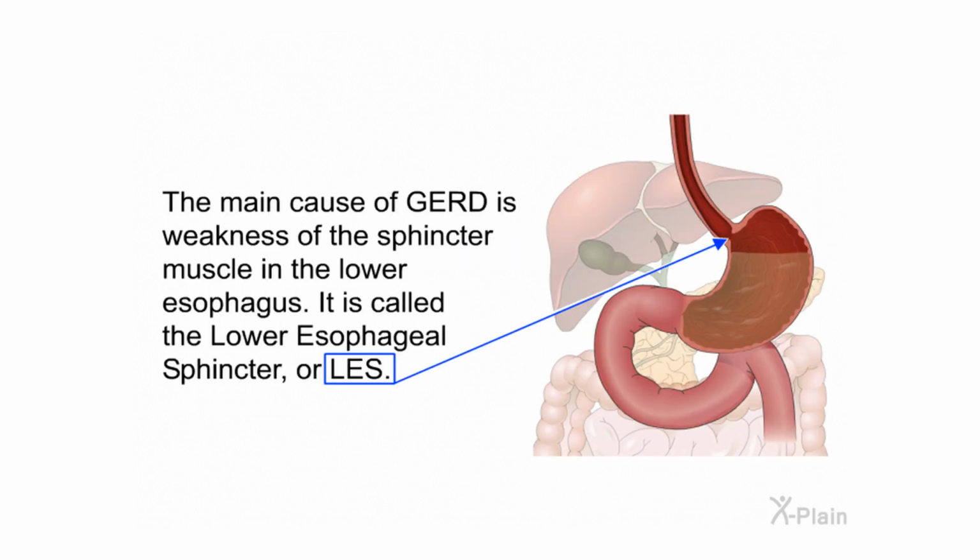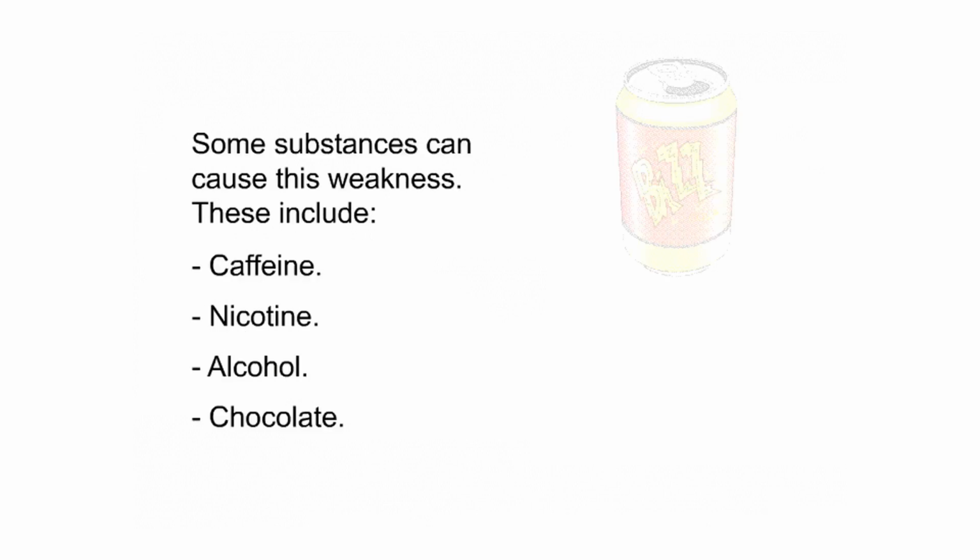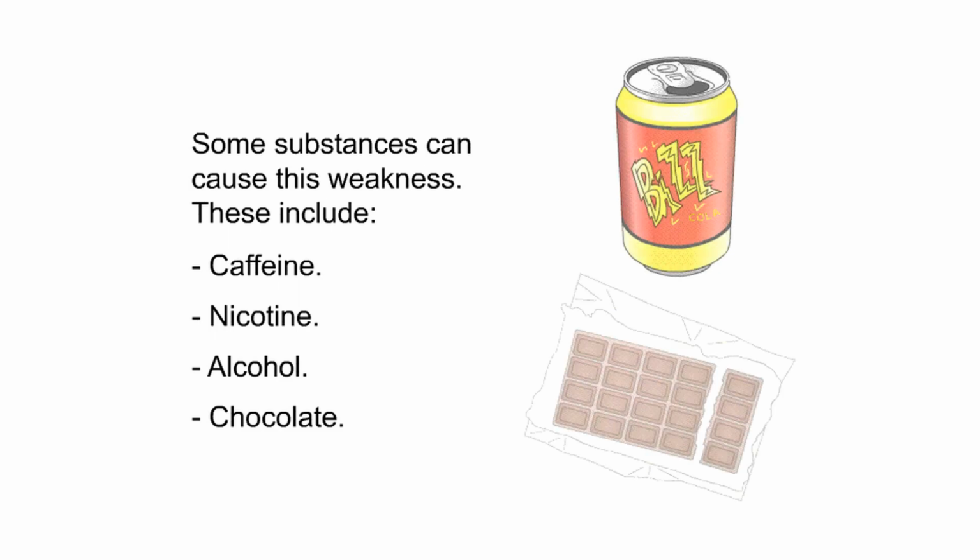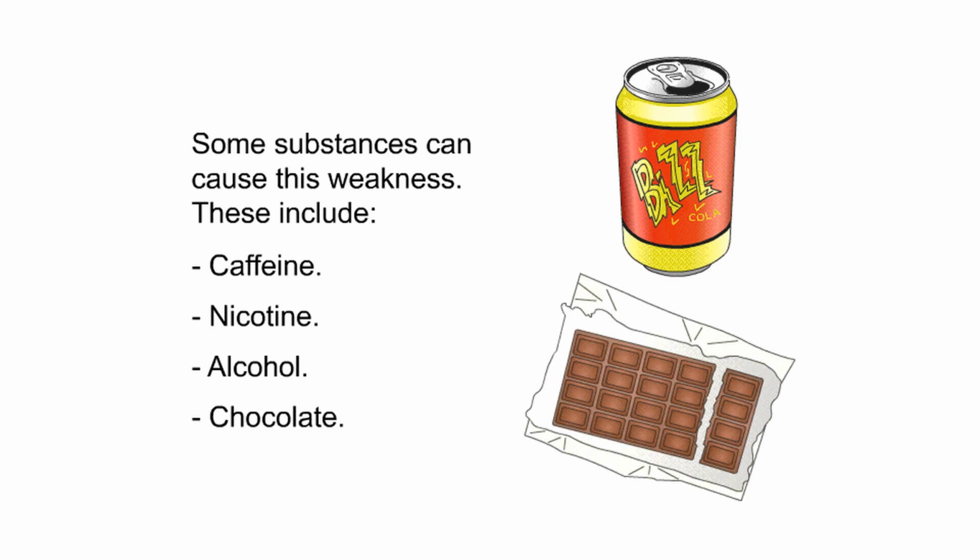Causes. The main cause of GERD is weakness of the sphincter muscle in the lower esophagus. It is called the lower esophageal sphincter, or LES. Some substances can cause this weakness. These include caffeine, nicotine, alcohol, chocolate.